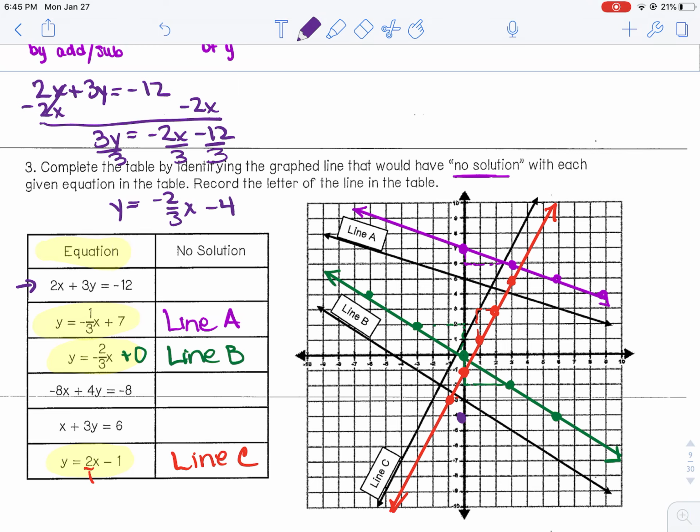So I'll go down to -4, go down 2 units over 3, go down 2 units over 3, and I'm going to go back to my starting point, go up 2 units, the opposite direction, 3. You can see that it's very close to line B. Okay, that's our line that is parallel to.